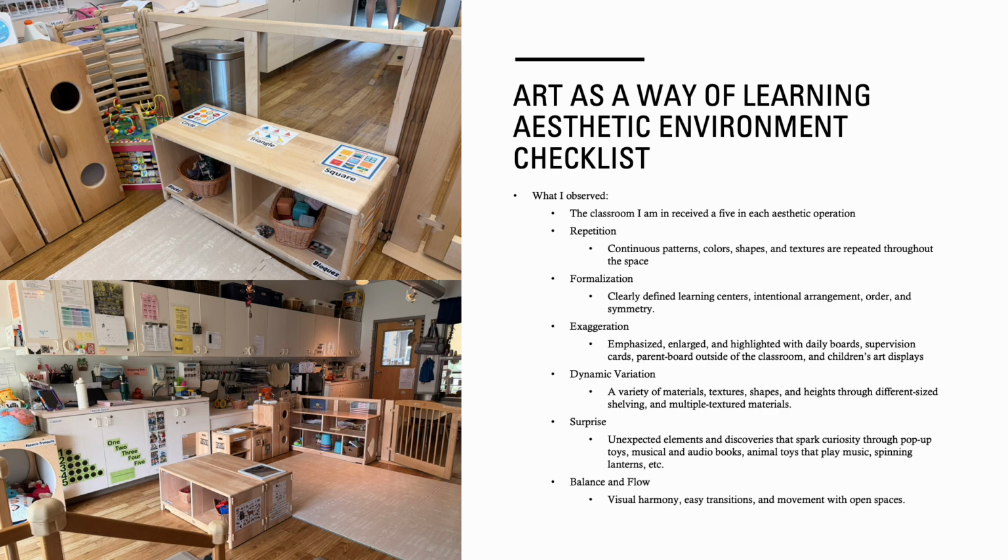For exaggeration, there was an emphasis enlarged and highlighted with daily boards, supervision cards, parent board located outside of the classroom, and children art displays. For the dynamic variation, a variety of materials, textures, shapes, and heights throughout different size shelving and multiple textured materials. For the surprise element, unexpected elements and discoveries that spark curiosity through pop-up toys, musical and audiobooks, animal toys that play music, and spinning lanterns are a few of the examples I found.